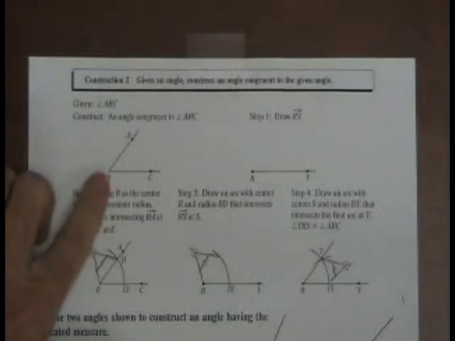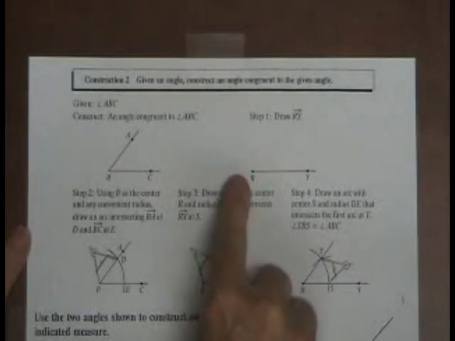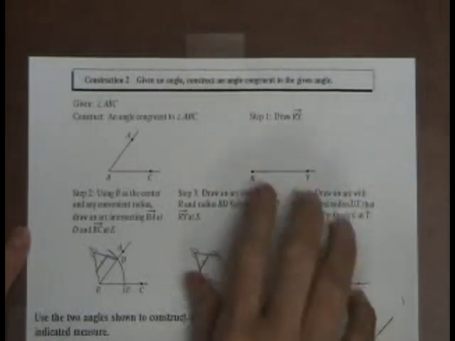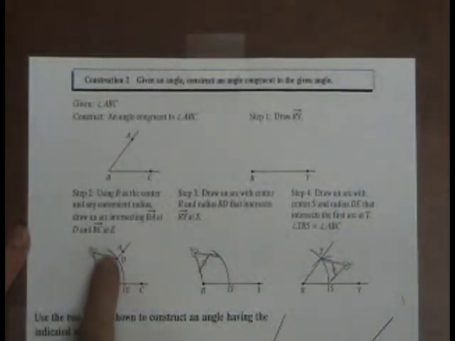All right, this is construction number 2. And basically, children, this is copying an angle. So given an angle here, we can copy it here. Now, you notice that it says the very first step is just to draw a segment and to label it R and Y.